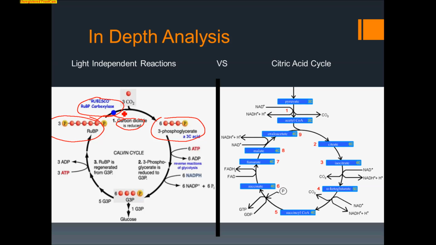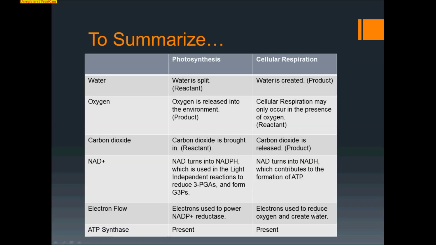While in the citric acid cycle, carbon dioxide is released as a byproduct, and we can see that right here in the very beginning of the cycle. This shows how the two processes complement each other. One uses carbon dioxide while the other produces it. And now to wrap all of this up, to summarize all that I've explained, I've completed a chart that we were given in class, which compares and contrasts the two biological processes.